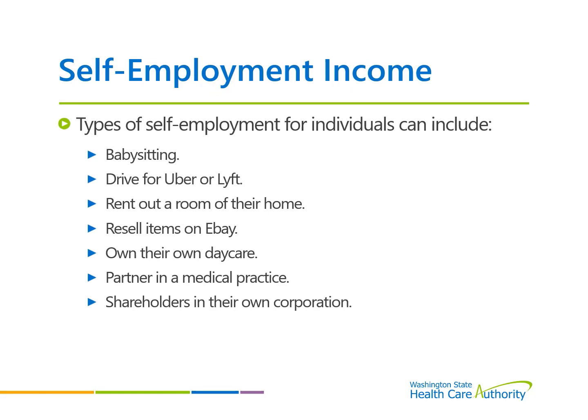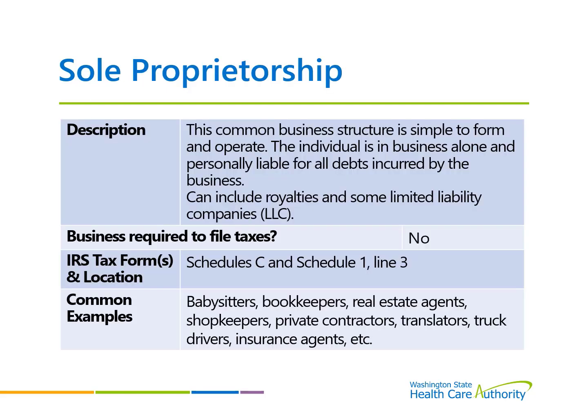Self-employment income. Here are some common examples of self-employment for individuals: babysitting, driving for Uber or Lyft, renting out a room, reselling items, owning their own medical practice, and being a shareholder of their own corporation. Sole proprietorship. This common business structure is simple to form and operate. The individual is in business alone and personally liable for all debts incurred by the business. Those that receive royalties or operate a limited liability company, LLC, may choose to file taxes as a sole proprietor. Some sole proprietors may not file a tax return as they only provide part-time or infrequent services.